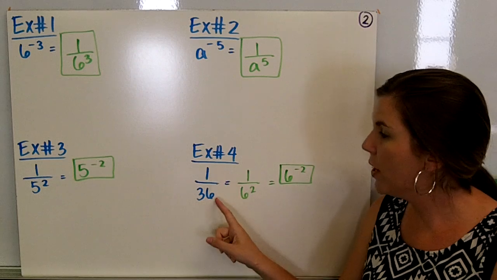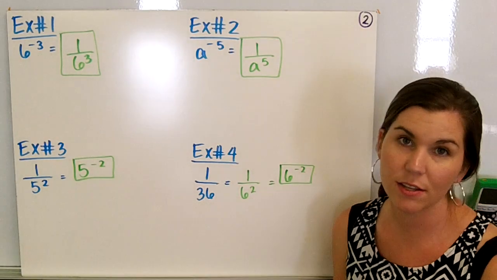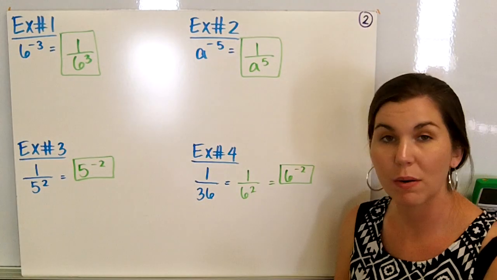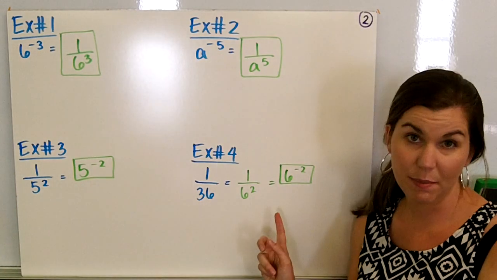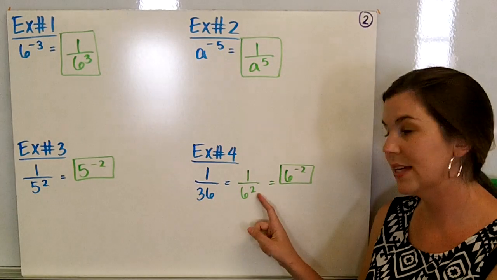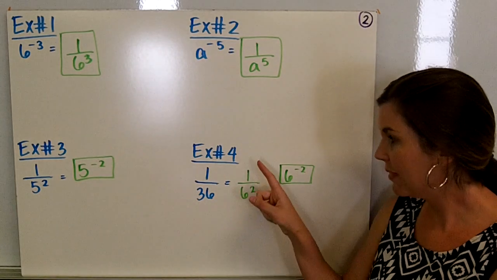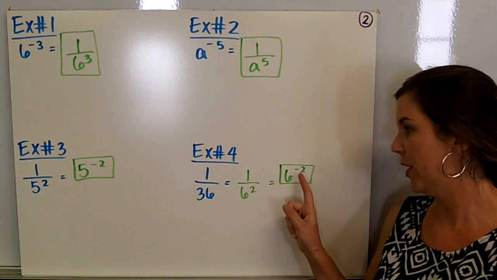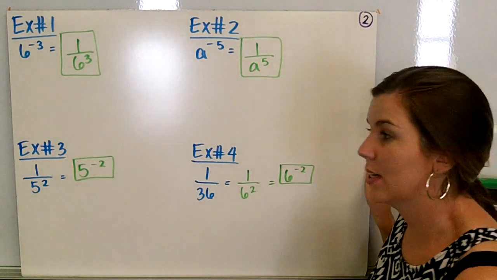Example number 4, 1 over 36. Now you might be thinking, why isn't it 36 to the negative 1 power? Well, it is. That's an acceptable answer as well. But I want you to be able to see that 36 is the same thing as 6 to the 2nd power, right? 6 times 6 gives us 36. So I rewrote it as 6 to the 2nd power in the denominator. Remember, the 1's still up there. And now I can change it to a negative exponent by moving it to the numerator and changing the sign of the exponent. Switch the side and change the sign.